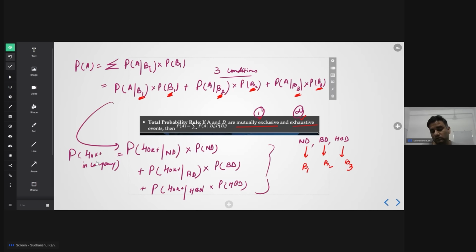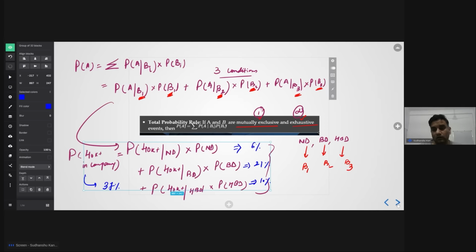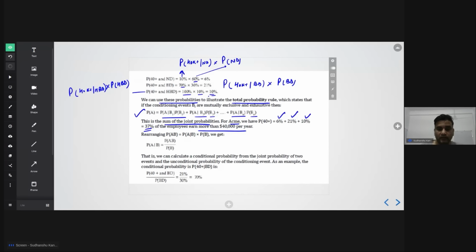37% is the probability of 40K plus in a company. How many people are there in 40K plus in a company is your 37%, because this came out as 6%, this came out as 21%, and this came out as 10%. You can go back and revise it, guys. Not very difficult, but this concept is very important if you want to understand the total probability law, or the Bayes theorem also.